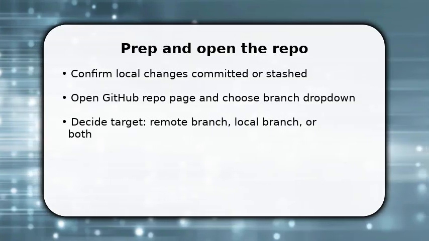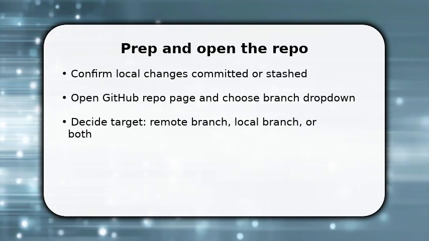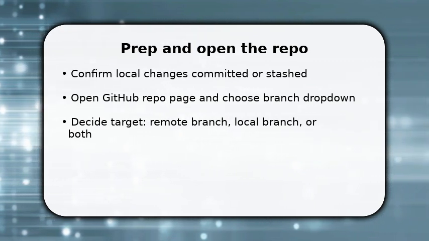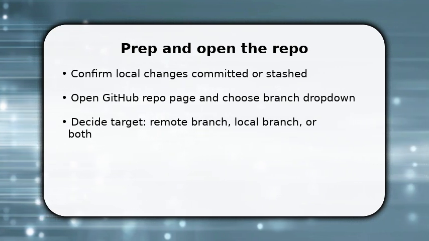You start by making sure your work won't be lost. Commit or stash any local changes because deleting a branch removes its ref, not commits. Next, open the repository on GitHub and click the branch selector near the top left to see available branches.